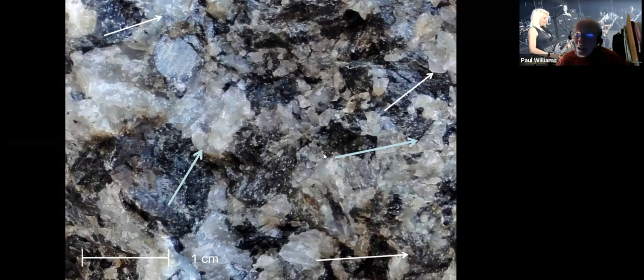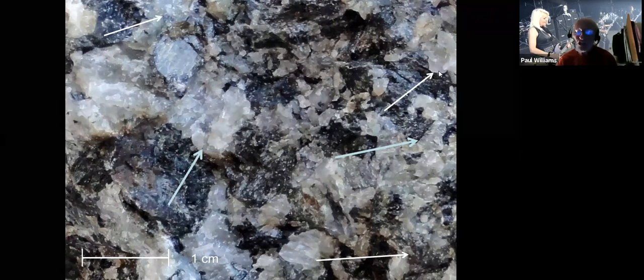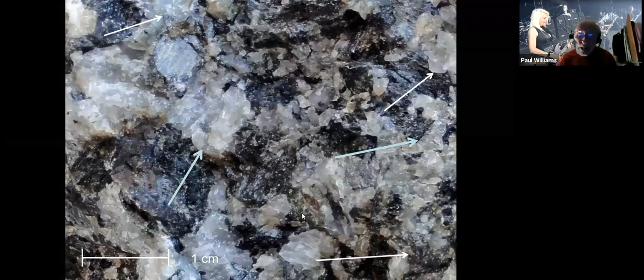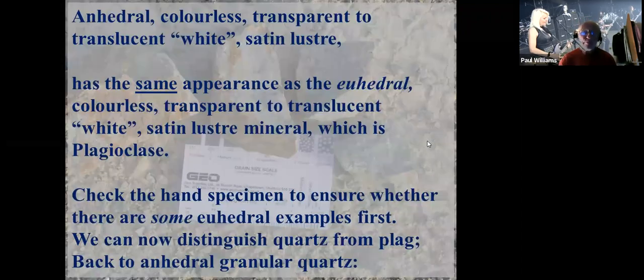And if you have, as in this case, some material that looks anhedral, but it's actually got the same qualities, the same properties as the stuff that's got good crystal shape, then all you're looking at is material that hasn't had a chance to crystallize properly. And being able to not identify this as quartz is very, very important, because if you identify this as quartz, you would be calling this rock a granite, whereas by identifying it as plagioclase, it's not a granite. So important message there.